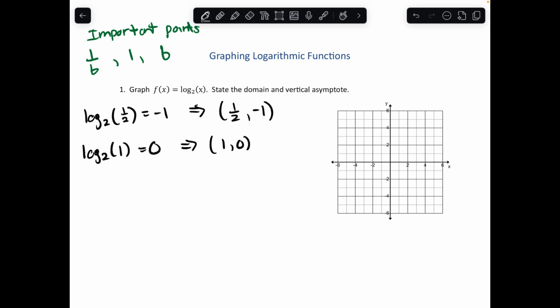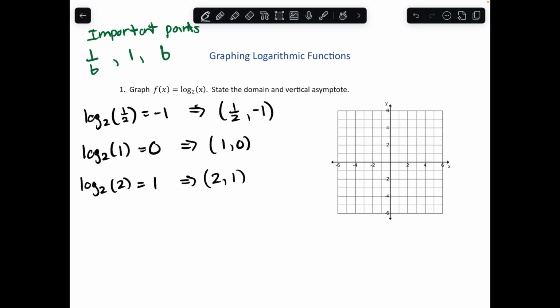Now let's do it with our base 2. So we'll have log base 2 of 2, and we get to think to ourselves, 2 to what power is equal to itself? Well, the first power. And so we get that it's equal to 1. This gives us the point 2 comma 1.